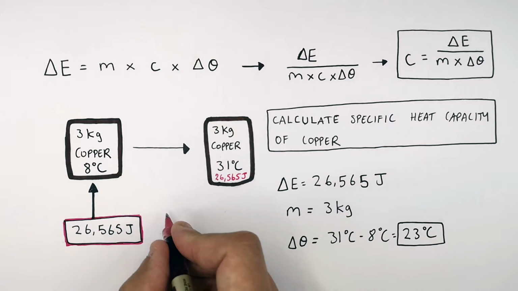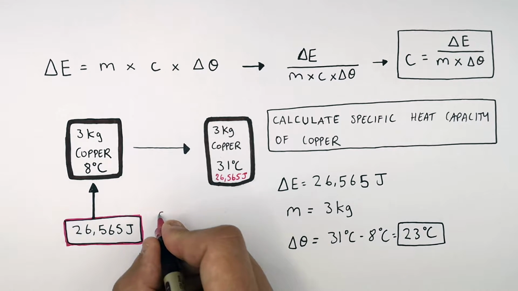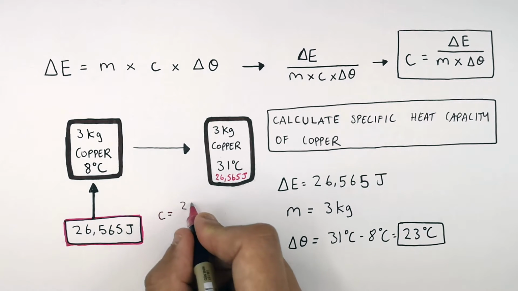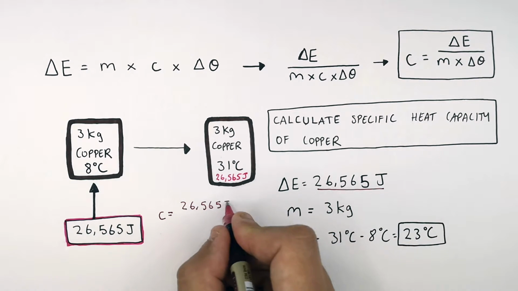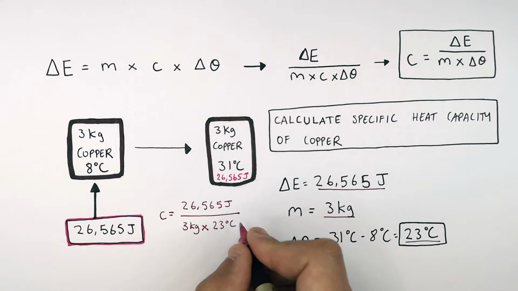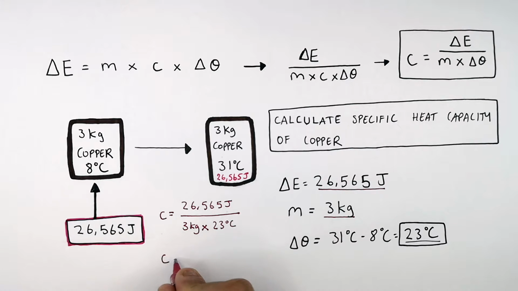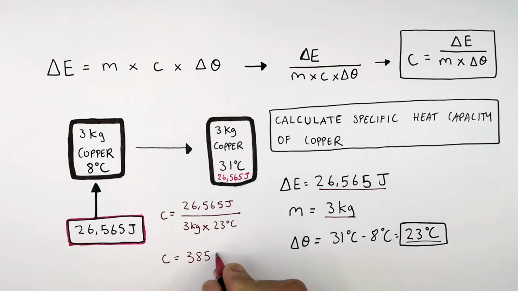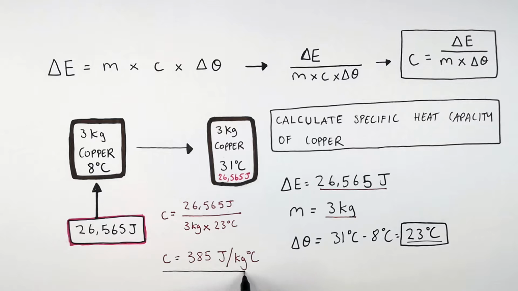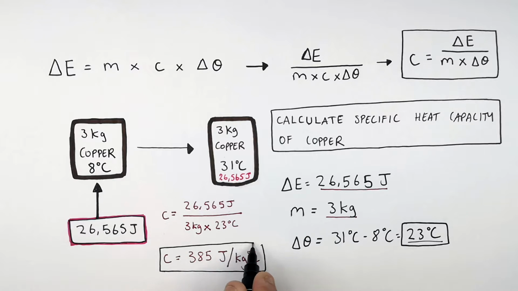So we've rearranged the equation for specific heat capacity C. So C equals the energy transferred into the copper divided by the mass times change in temperature. So C equals 26,565 joules divided by 3 kilograms times 23 degrees Celsius, which gives you a specific heat capacity of the copper of 385 joules per kilogram per degree Celsius. So to increase the temperature of 1 kilogram of copper by 1 degree Celsius, 385 joules of energy must be transferred into a thermal energy store of the copper.